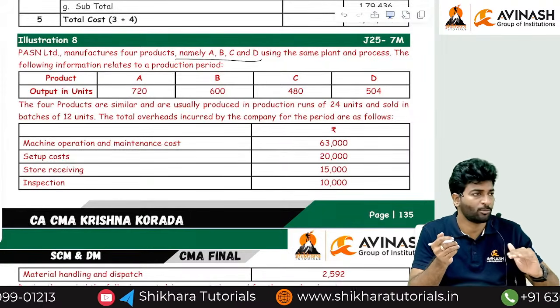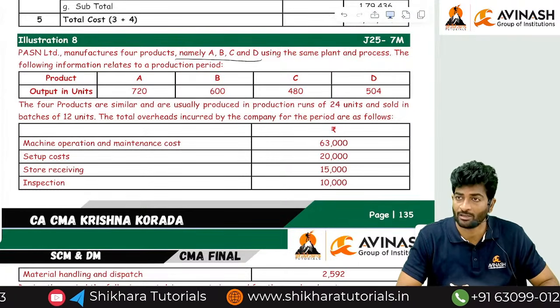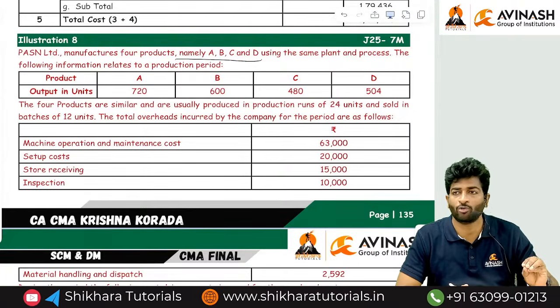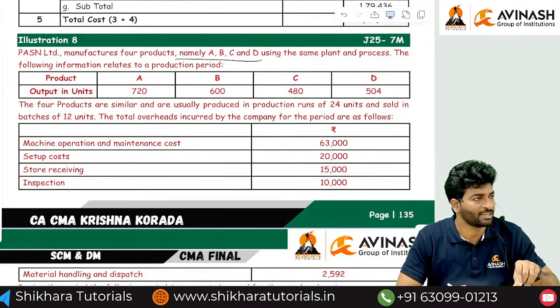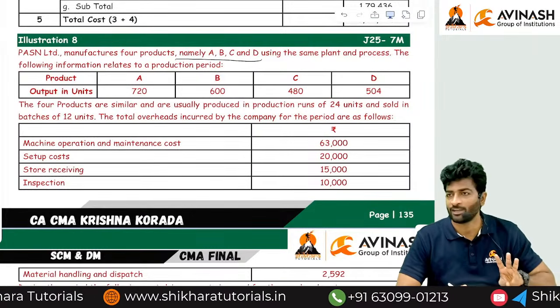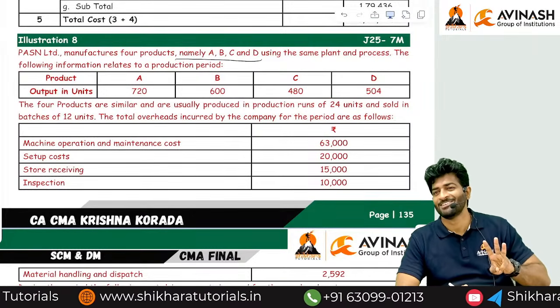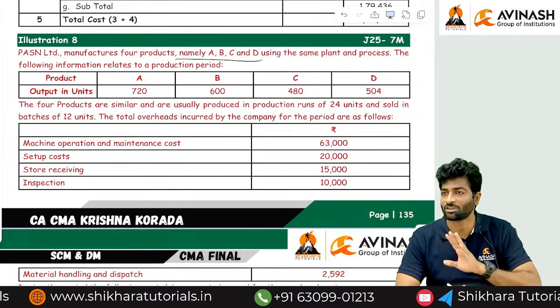Say, for example, above you have 720 units, right? 720 units divided by 24 units per production run. Units will get cancelled. 24 threes are 72. So 720 divided by 24 will give you 30 production runs.